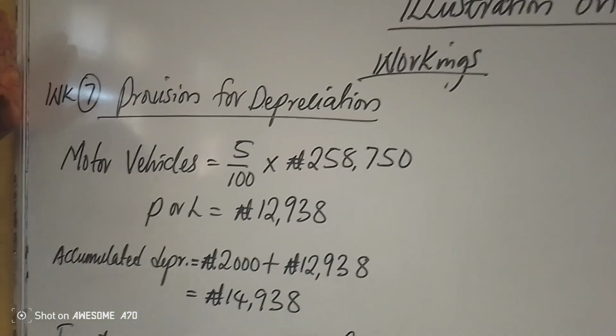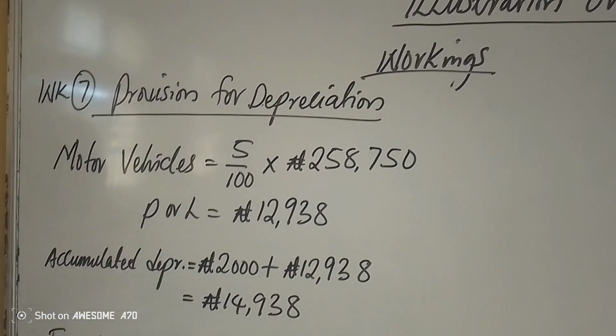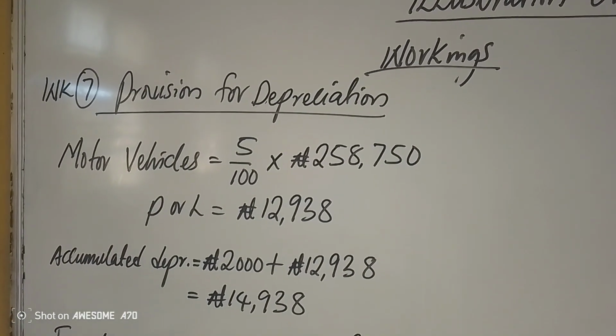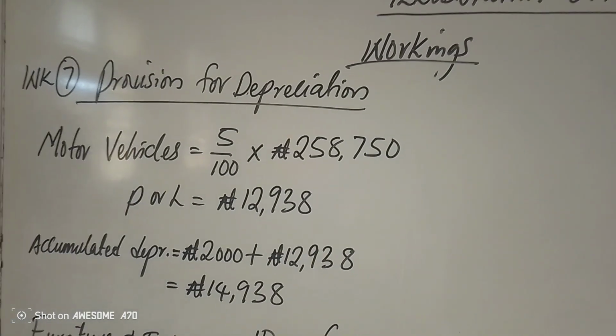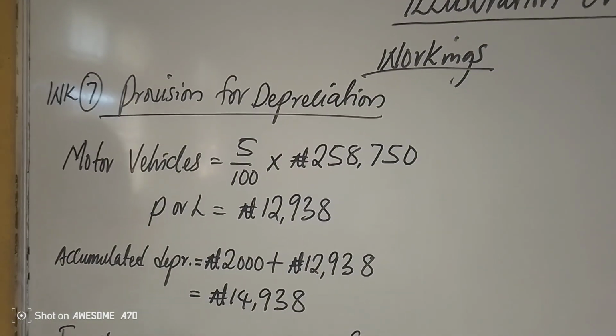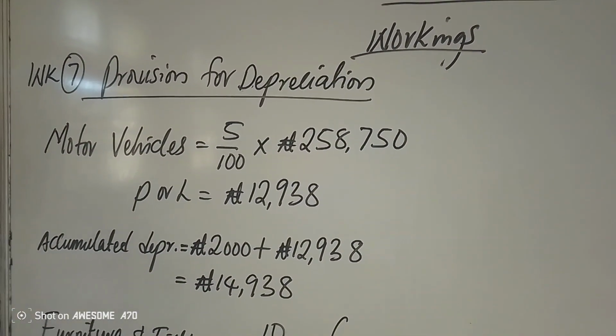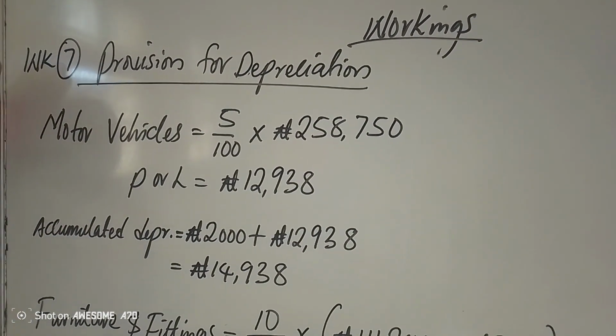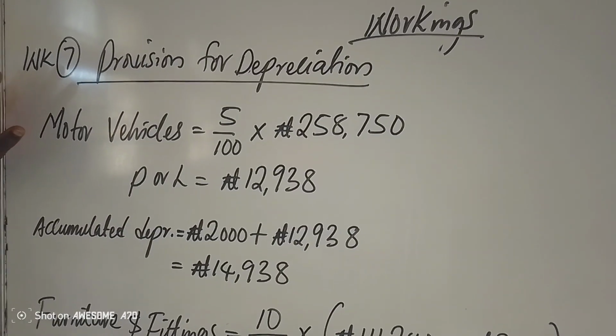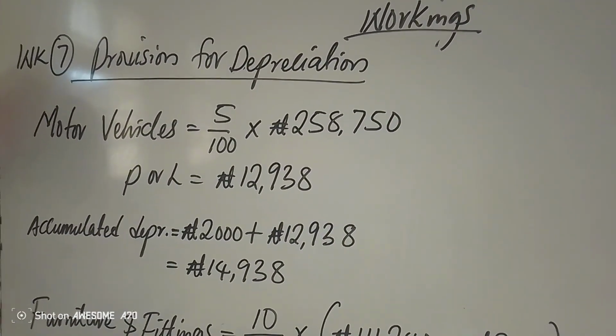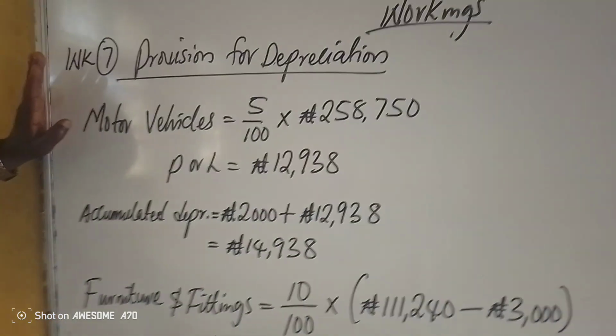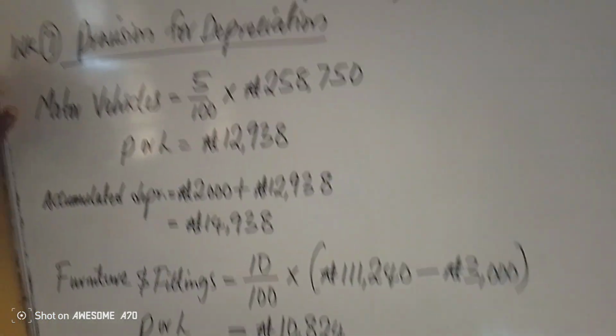Depreciation, we're looking at adjustment on provision for depreciation on non-current assets. If you look at the question, under depreciation, there was provision for depreciation on motor vehicle at 5% on cost.